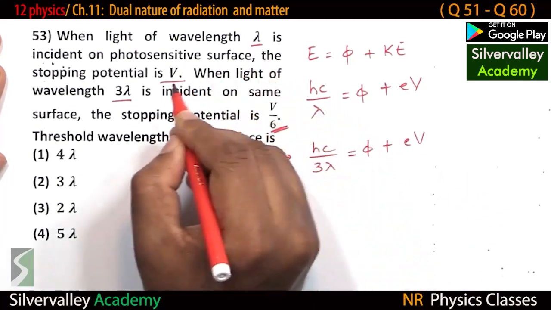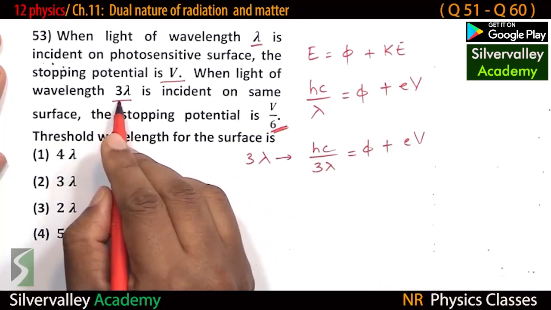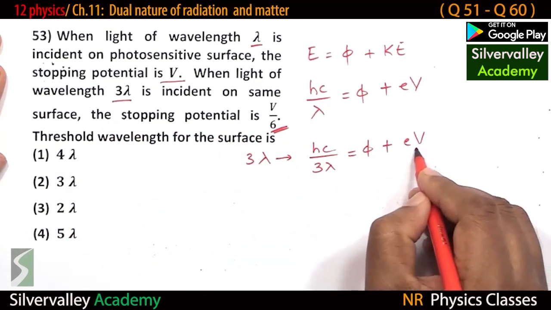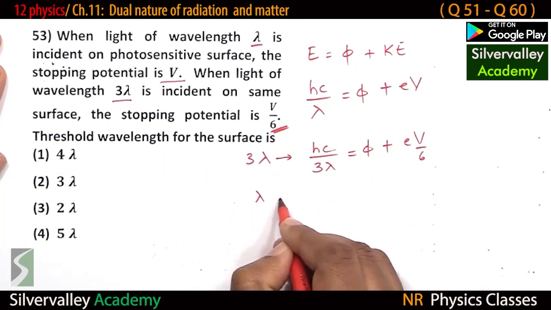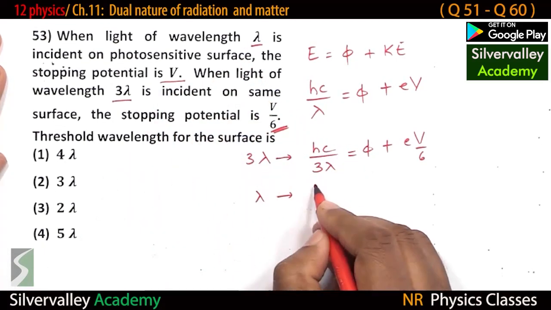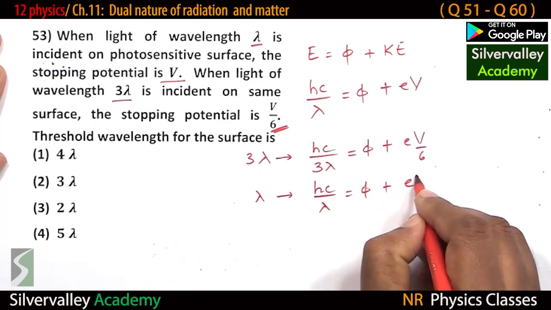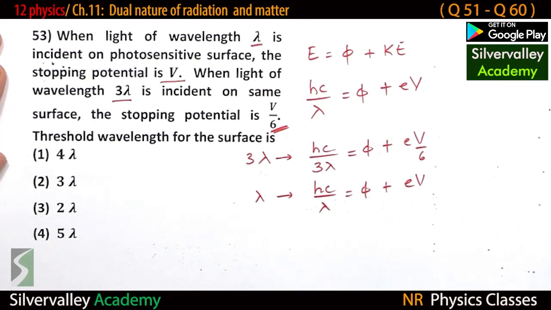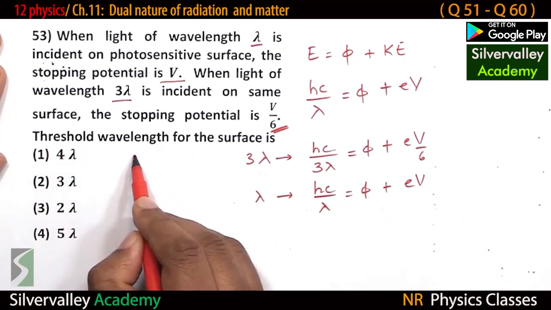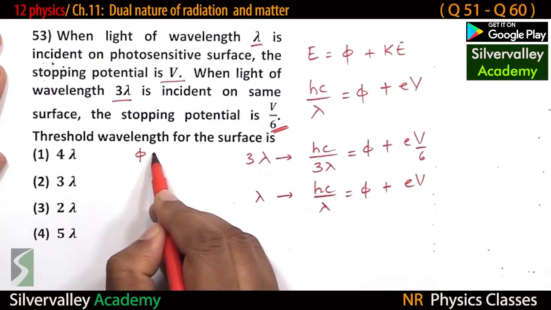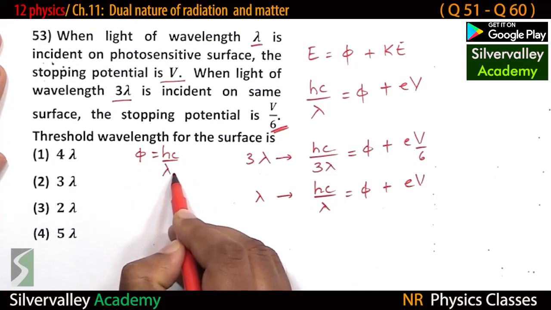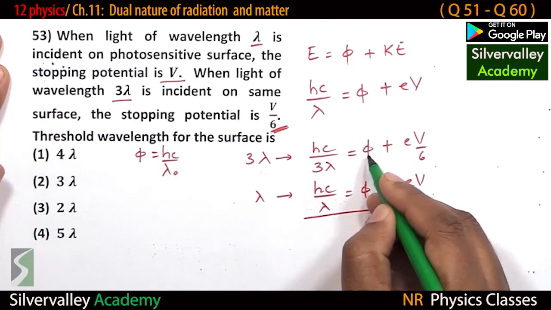For lambda it is V. For 3 lambda it is V by 6. For lambda, hc by lambda equal to phi plus EV. So this threshold wavelength is with phi. Phi is hc by lambda naught. I need to retain phi.